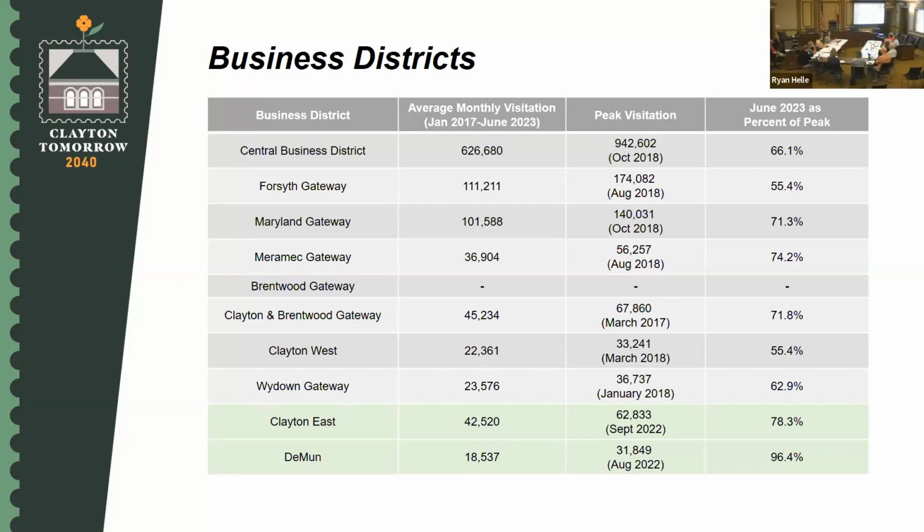Right. So that top number, the 942,000 in the CBD, and then the average 626. That's kind of saying, if you were to divide that by 30, that's about how many people come in.